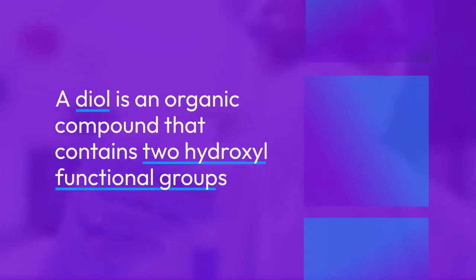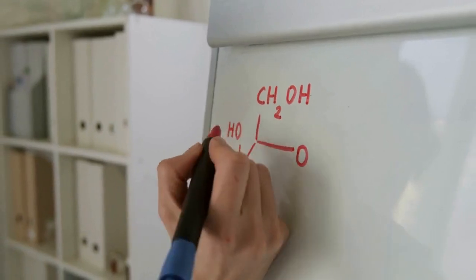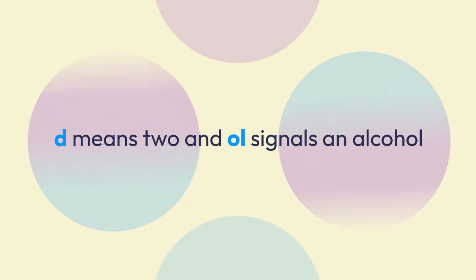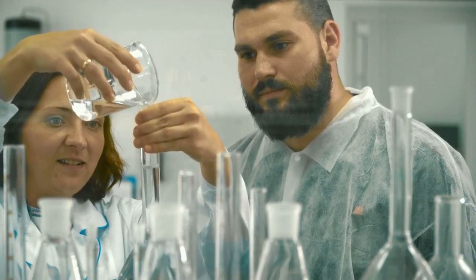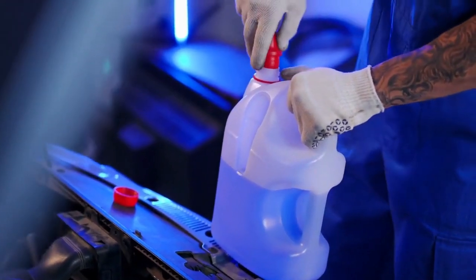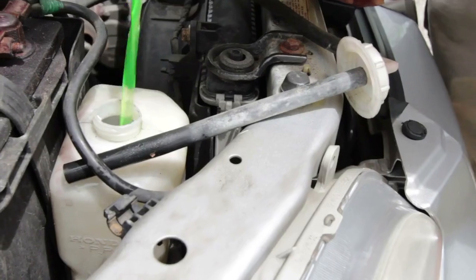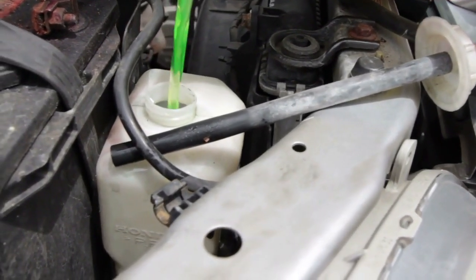A diol is an organic compound that contains two hydroxyl functional groups. The name itself is a perfect clue. The prefix D means two, and the suffix OL signals an alcohol. So, a diol is literally a two-alcohol molecule. A very common example is ethylene glycol, the main ingredient in car antifreeze. Its structure has two carbon atoms, and each carbon has one OH group attached.